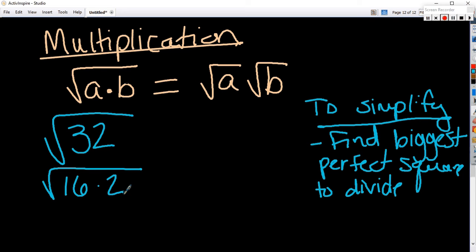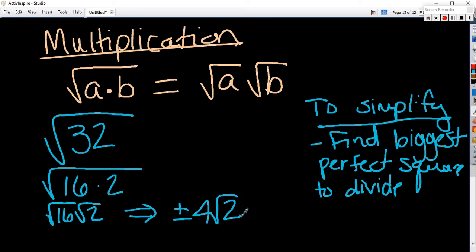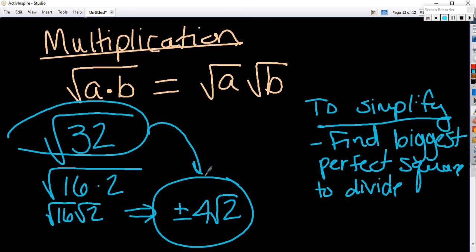And then I can split it up. And I can say, well, this is the same thing as the square root of 16 times the square root of 2. And the square root of 16 is what? 4. So this equals plus or minus, I got to do that plus or minus because I'm taking the square root, 4 times the square root of 2. So these are the same thing, but this one is simplified. Does that make sense?